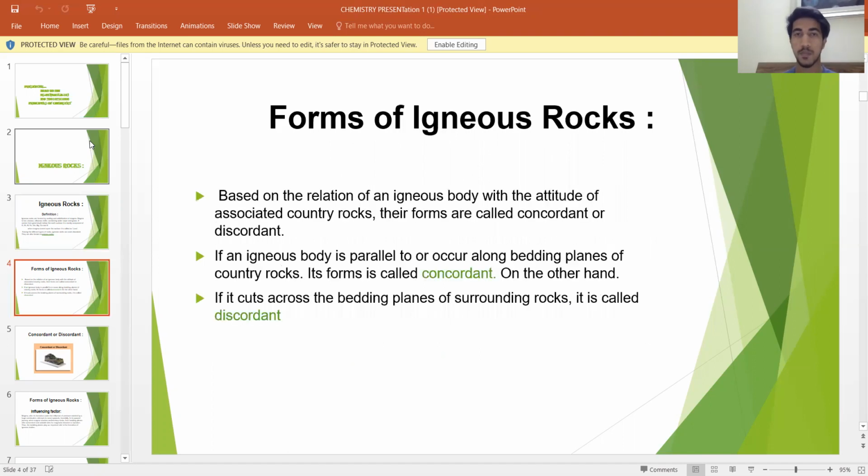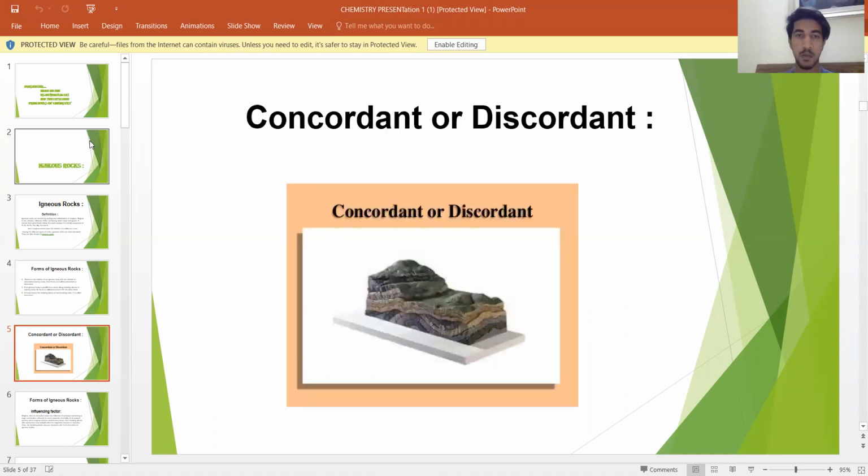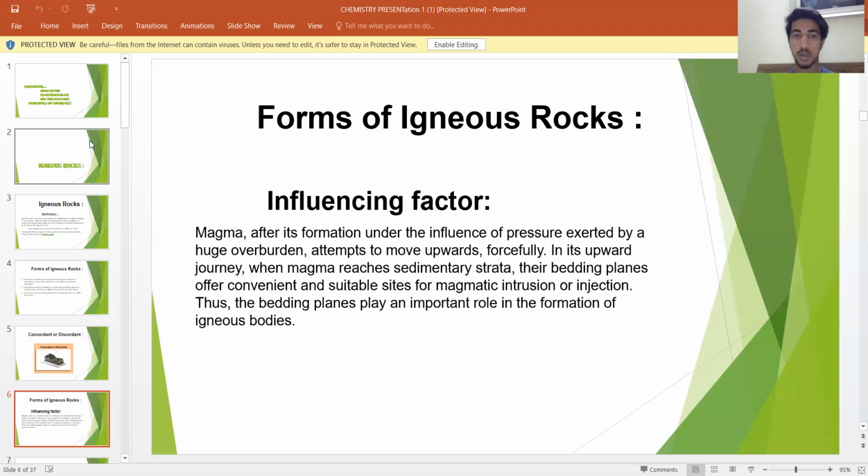above the Earth's surface. Now, forms of igneous rocks. A discordant igneous rock body cuts across the pre-existing rock bed. A concordant igneous rock body runs parallel to the pre-existing bedrock. Laccoliths and sills are examples of concordant igneous rock bodies. A laccolith is a dome-shaped intrusive body that has intruded between layers of sedimentary rocks. So this is a picture showing the concordant and discordant igneous rocks.